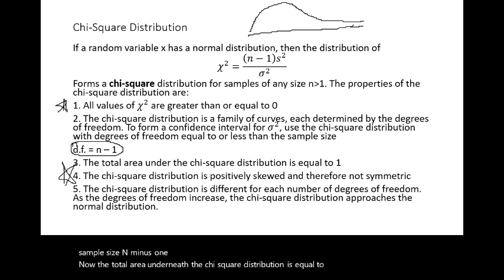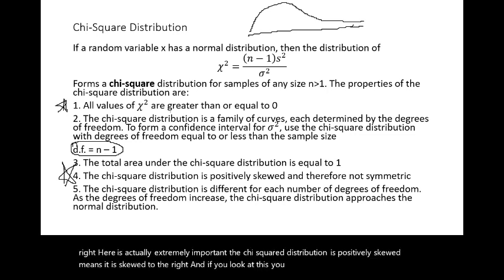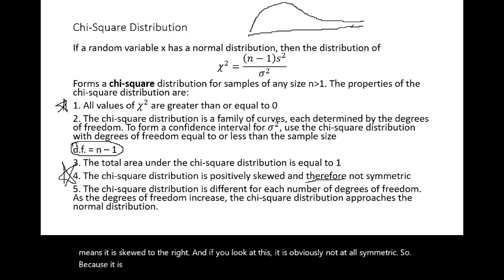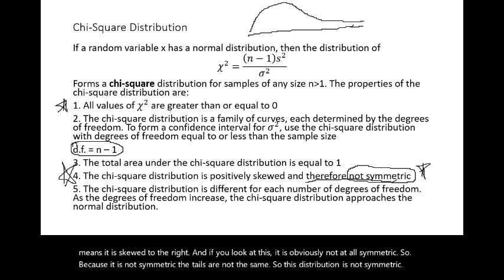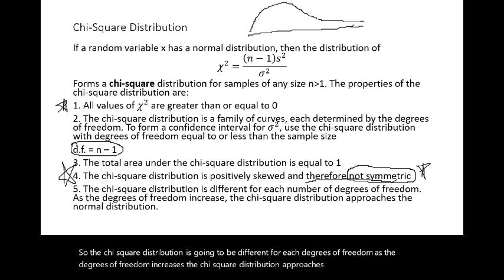And this fourth property right here is actually extremely important. The chi-square distribution is positively skewed. It means it is skewed to the right, and if you look at this, it is obviously not at all symmetric. So because it is not symmetric, the tails are not the same. So this distribution is not symmetric. So the chi-square distribution is going to be different for each degrees of freedom. As the degrees of freedom increases, the chi-square distribution approaches the normal distribution. But it is not symmetric, and you have to remember that.